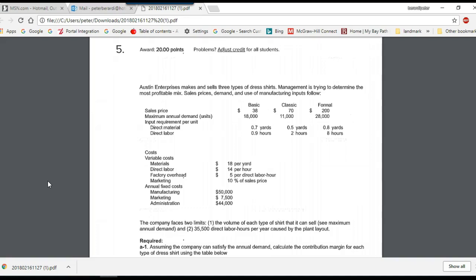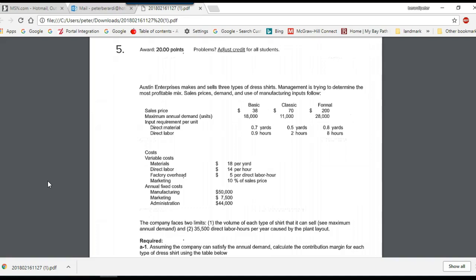The input requirement: it requires 0.7 yards of material to make a basic, 0.5 yards of material to make a classic, and 0.8 yards of material to make a formal. Direct labor requires 0.9 hours for basic, 2 hours for classic, and 8 hours for formal.